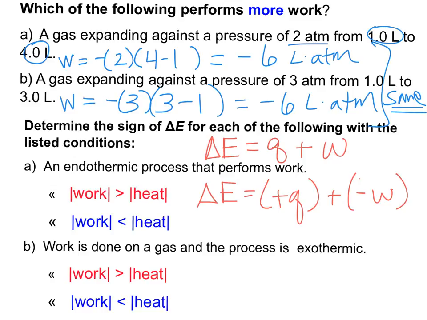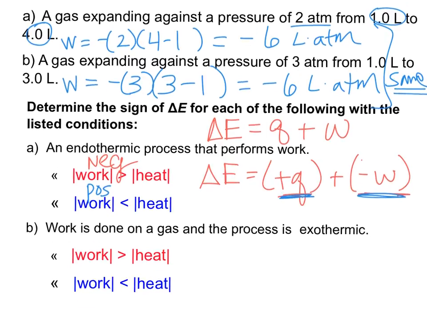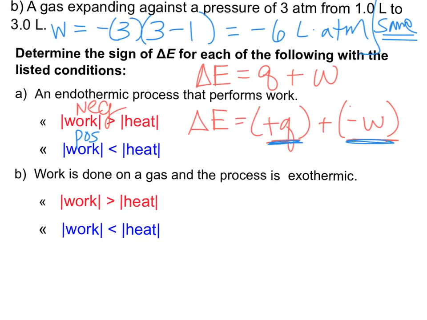If work is greater than heat, I have more negative than positive, right? So what does that make the sign of my delta E? It makes it negative. Okay, if work is less than heat, I have less negative than positive or more positive than negative. So that makes it delta E positive. All right, so now let's go ahead and do the same thing. We have different conditions though.